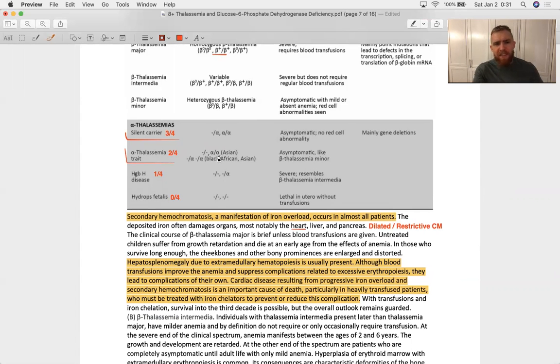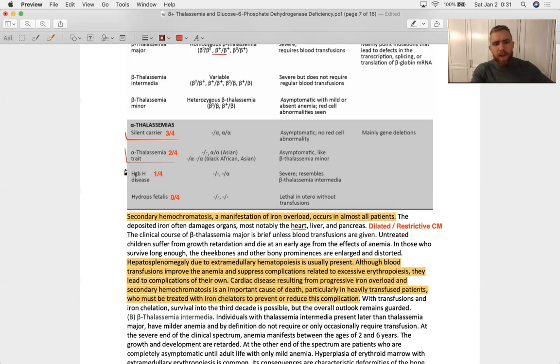And this can be cis in the case of the Asian population. Cis, remember, meaning same. And that's when you've got both alpha globins from one parent's locus deleted and both alpha globins from the other parent's locus are conserved. And then you could have a trans alpha thalassemia trait, which is more common in the Black population, in which one alpha globin from both parents has been deleted.